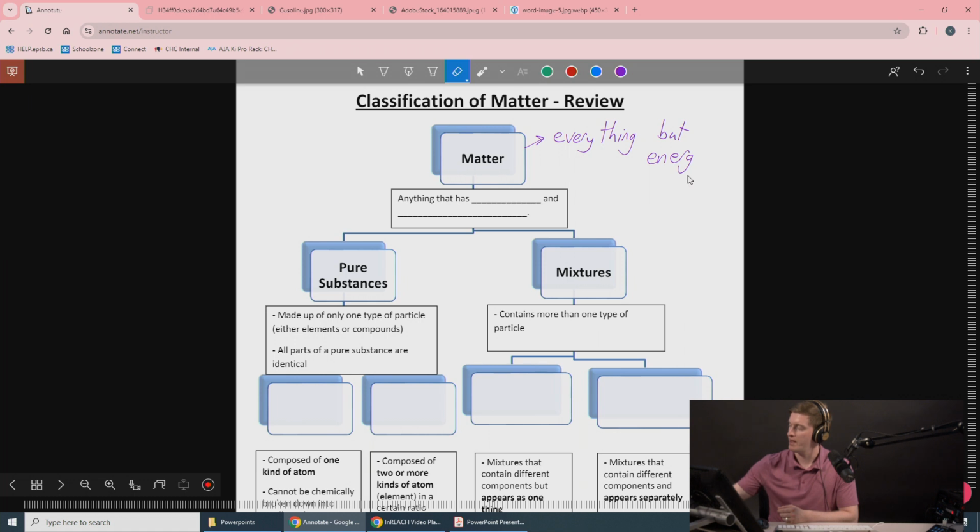The general definition for matter is that matter is anything that has mass and takes up space. So I'm made of matter, you're made of matter, water is made of matter, the air around me is made of matter. Matter has three general states. We've got your three states of matter. You're going to find matter in solid, liquid, and gas form.